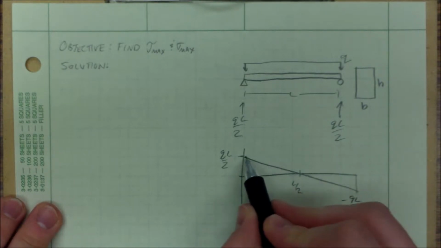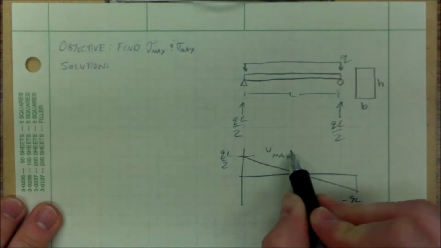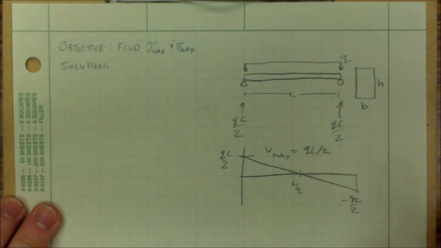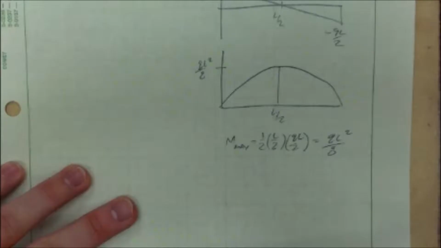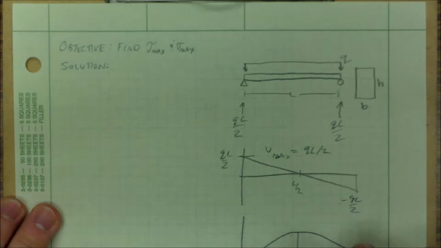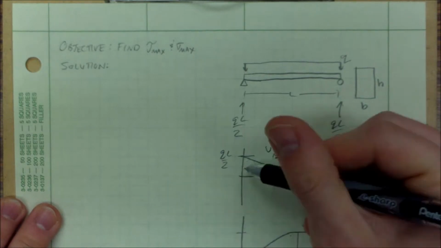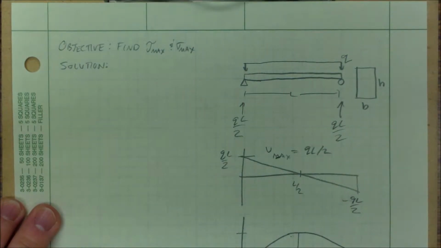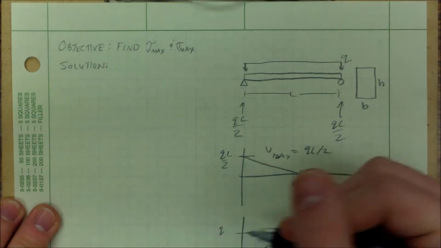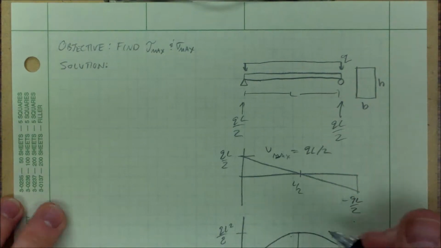So our max shear is right here. V max, which we'll use later, is QL over 2. Our max moment is also pretty easy. It's going to look something like this. The max at L over 2 is going to be the area of this triangle. So that's going to be max moment equals 1/2 base, which is L halves, times height, which is QL over 2, which will give me QL squared over 8. So I'll put that over here, and that's my M max.